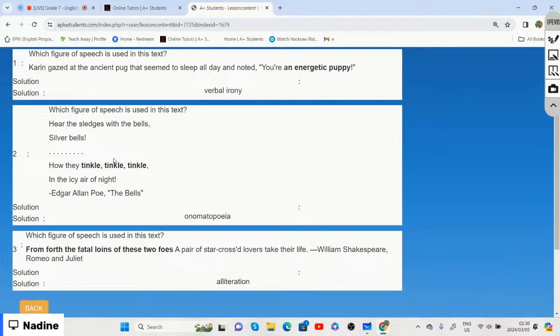All right. So we see the figure of speech in this case, where we said, "From forth the fatal loins of these two foes," right? Which means that the repeated words or letters is, for example, the F, right? Which means that this is alliteration.